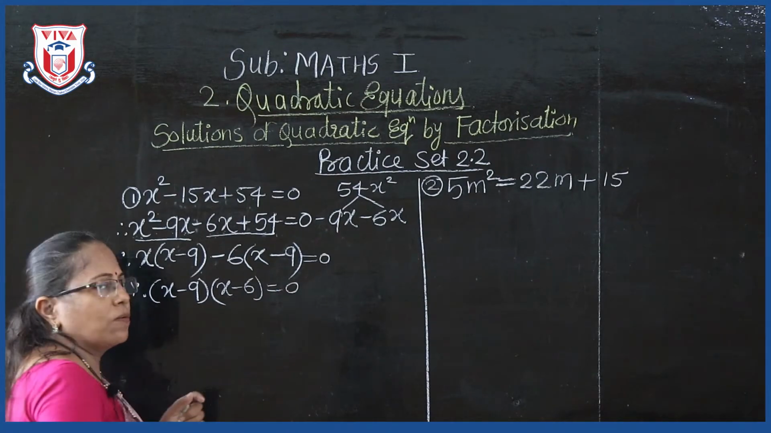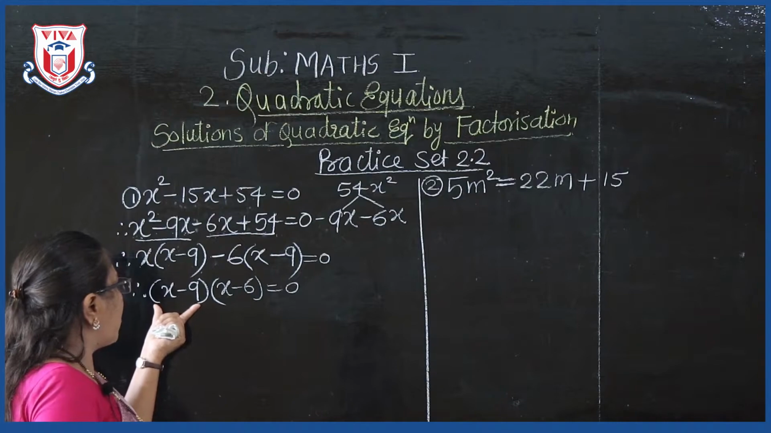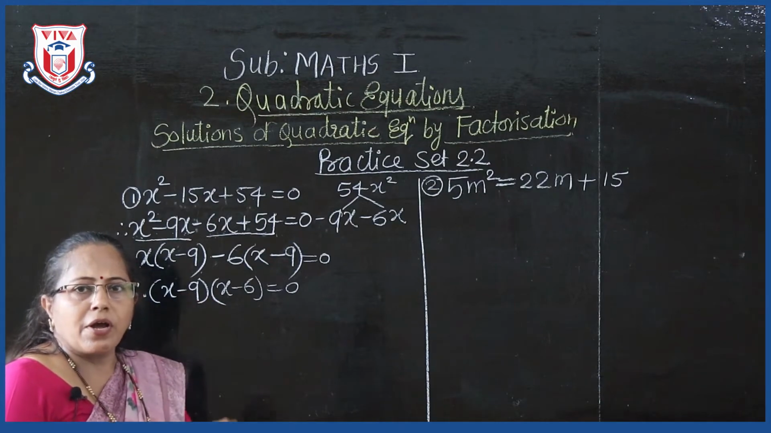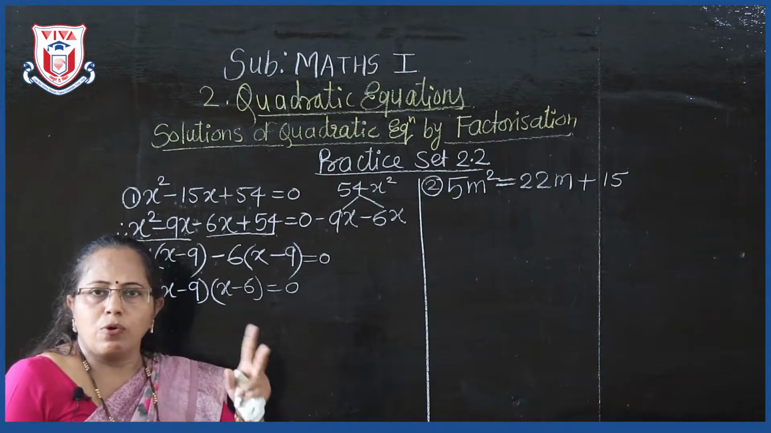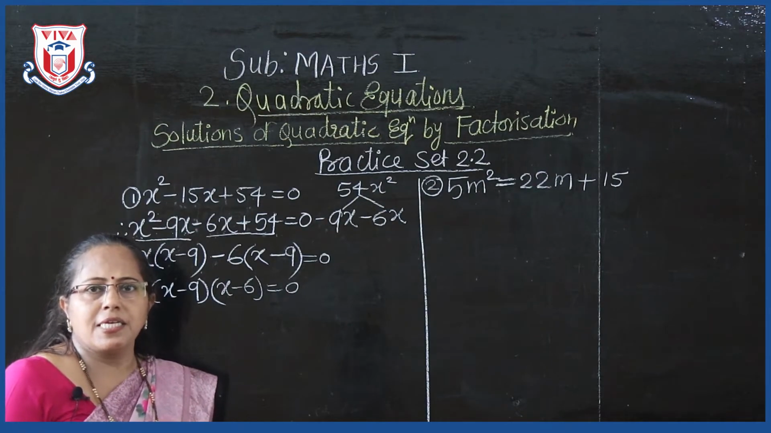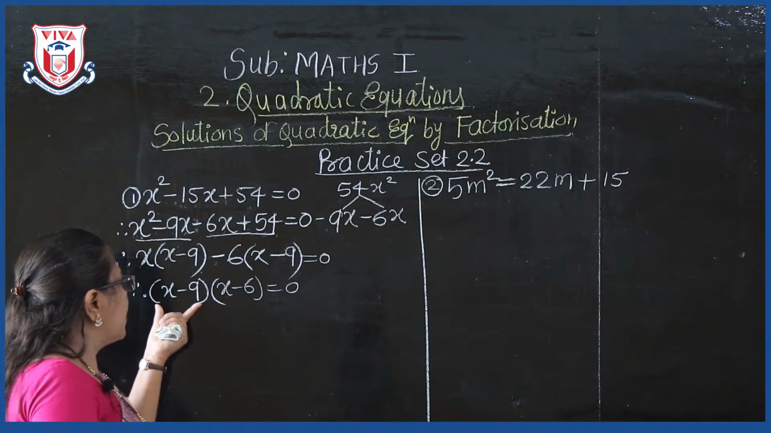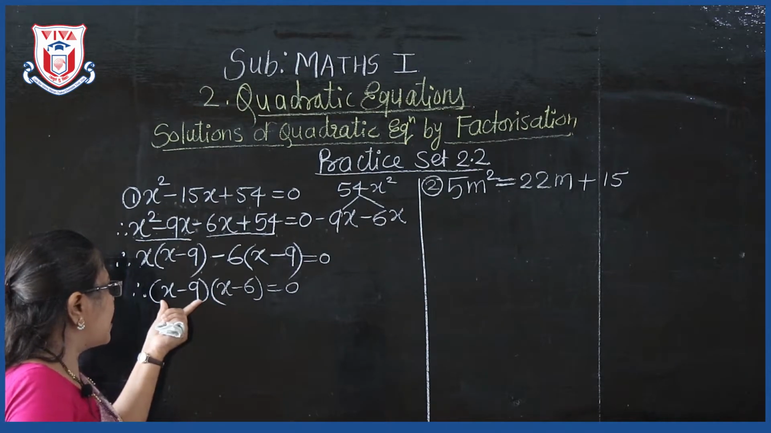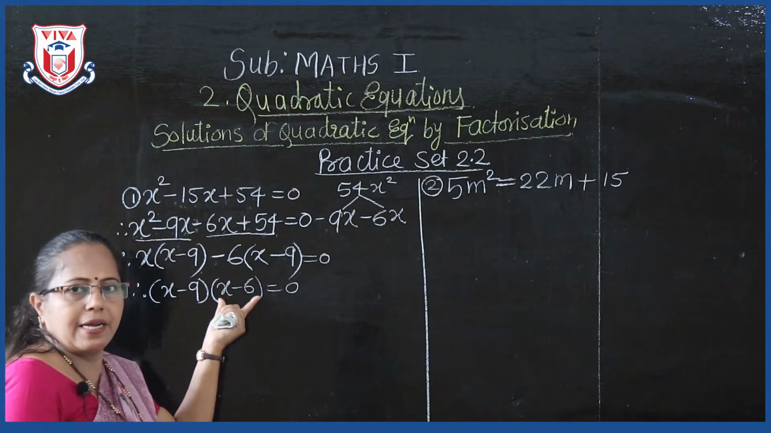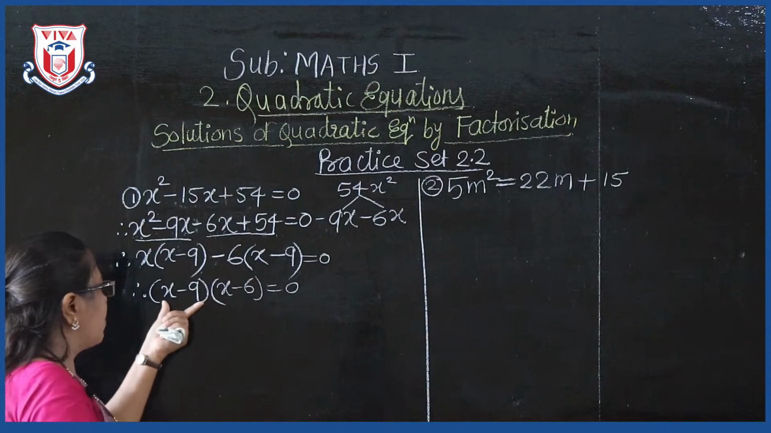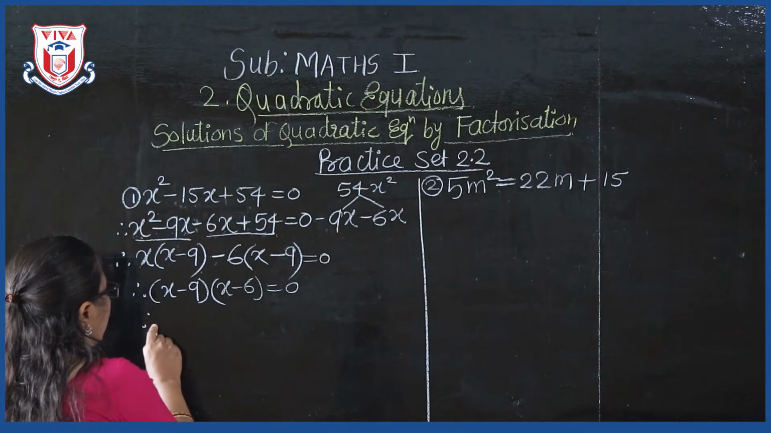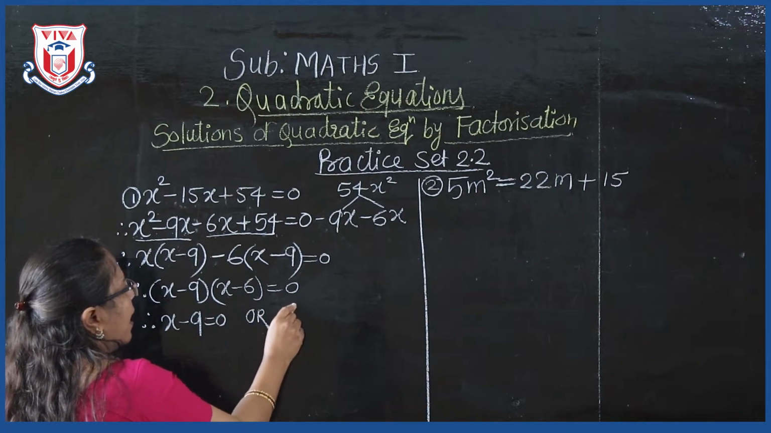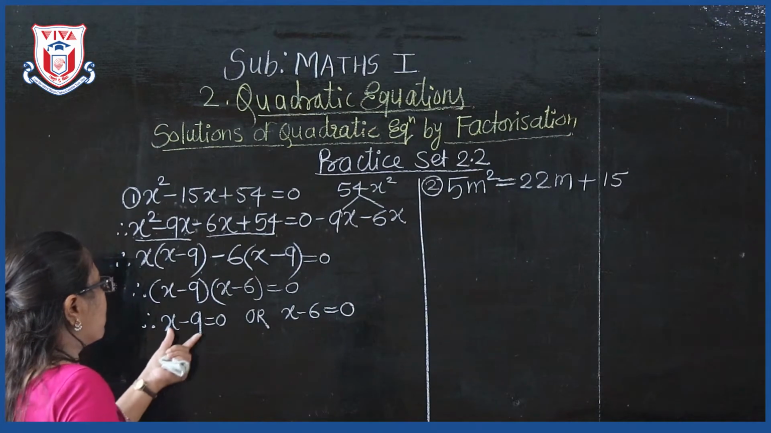equal to 0. So student, here we got the product of these two brackets equal to 0. When the product of two numbers is 0, one of the two numbers is 0. And here the product of these two brackets is 0, so either the value of the first bracket is 0 or the value of the second bracket is 0. We don't know which is 0, so we will take both the brackets. So here we will get x minus 9 equal to 0 or x minus 6 equal to 0.